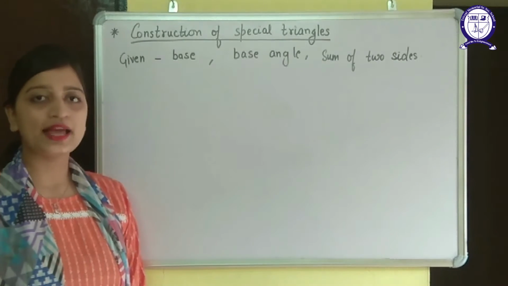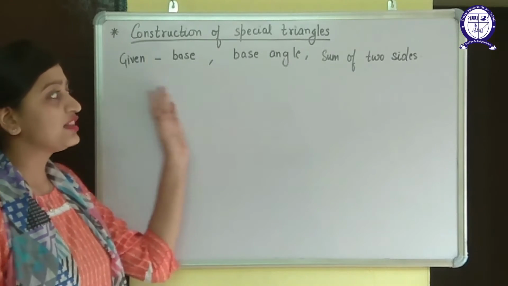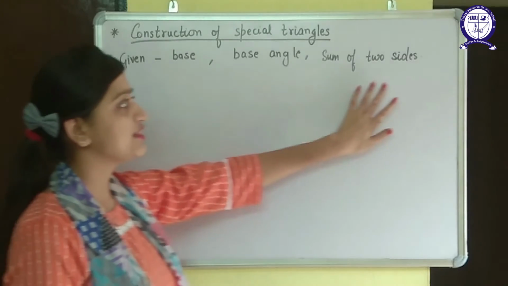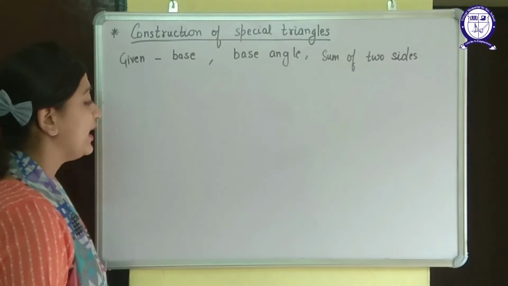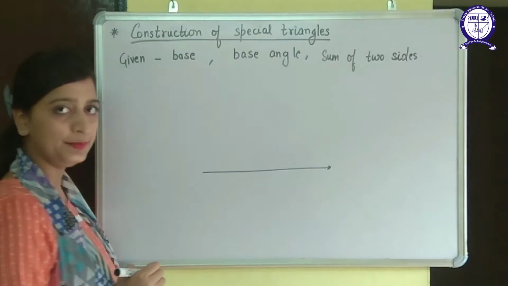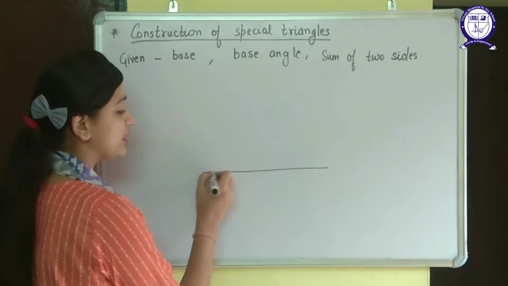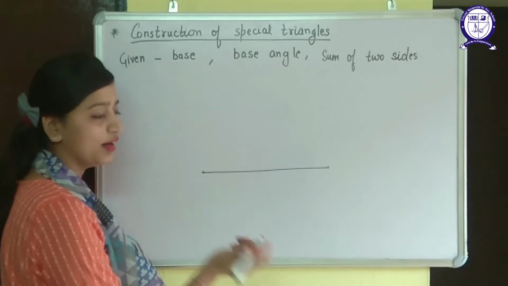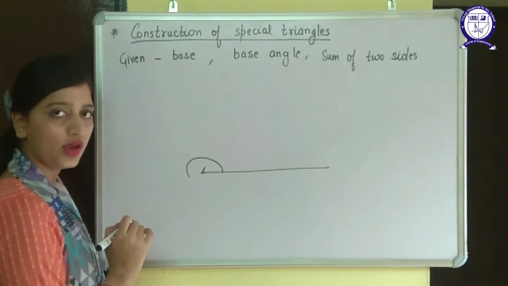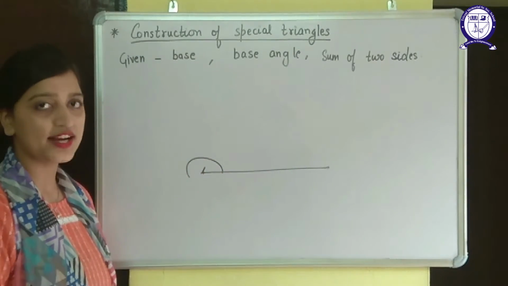Now there will be three types of triangle we will be constructing. The first one is, there will be three things given to us in this question: the base, angle, and sum of two sides. In any question we will be given the length of the base of the triangle. Then we will be given any one of the two angles. Either this angle or this angle will be given. Suppose this angle is given to us. Now the third one is the sum of two sides. The sum of the other two sides will be given.